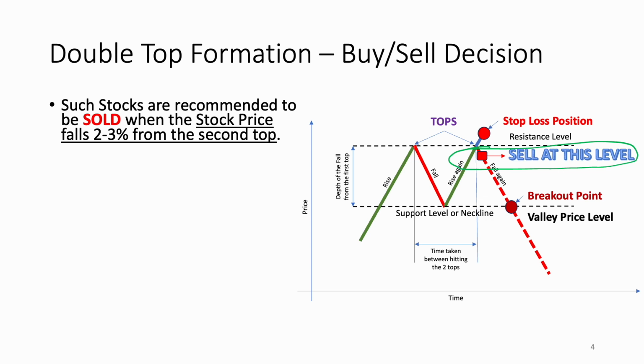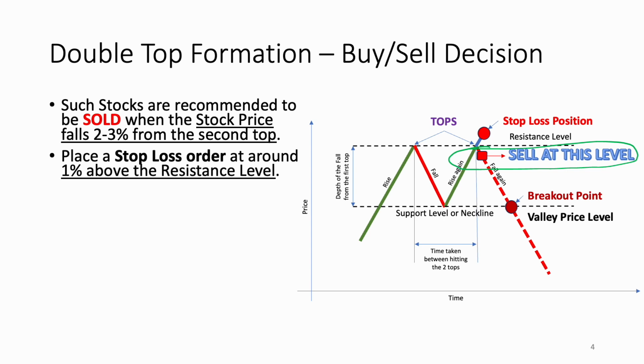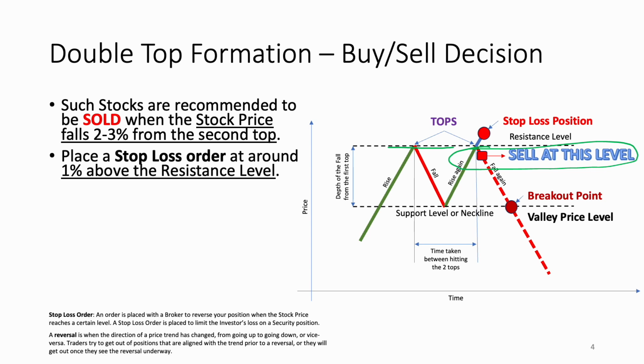Second important thing is that we should keep a stop loss when we are in a buying spree. When the stock is rising, we should keep a stop loss at around about 1% above the resistance level. So when we have got this resistance level identified at the first stop, we should keep about 1% margin and place a stop loss. Now you would know that stop loss is placed on the broker to reverse your position when the stock price reaches a certain level. The stop loss basically helps in reducing the investor's loss in a security position.